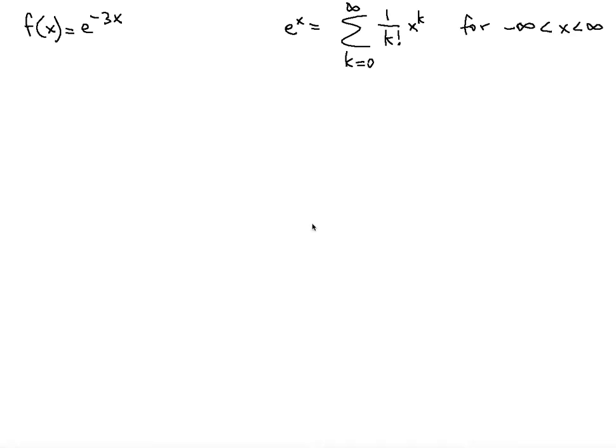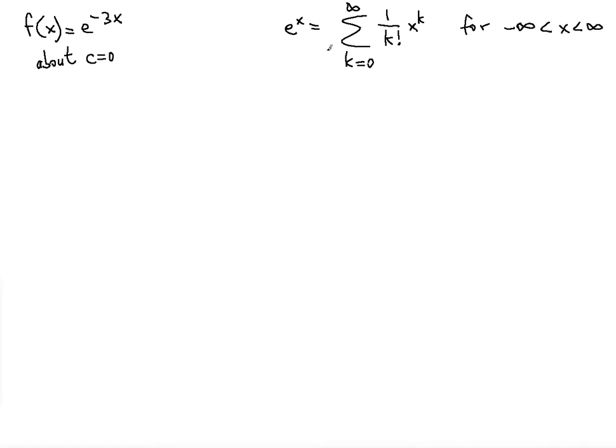You want to find the Taylor series for the function e to the negative 3x, about c equal to 0, right? About the x value of 0. So we know that the common Taylor series for the e to the x function is given as the summation of 1 over k factorial times x to the kth power for all x values.